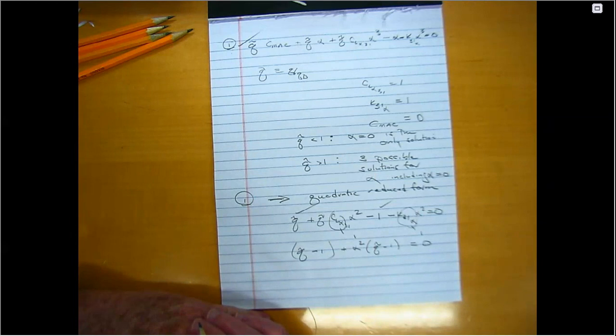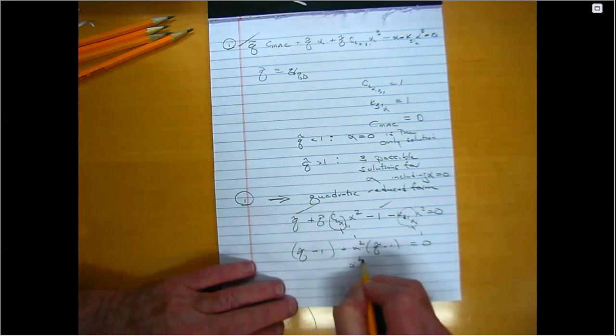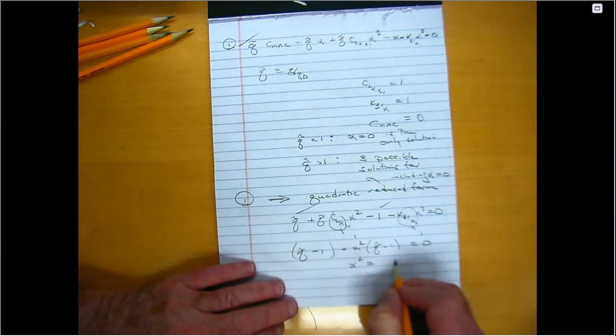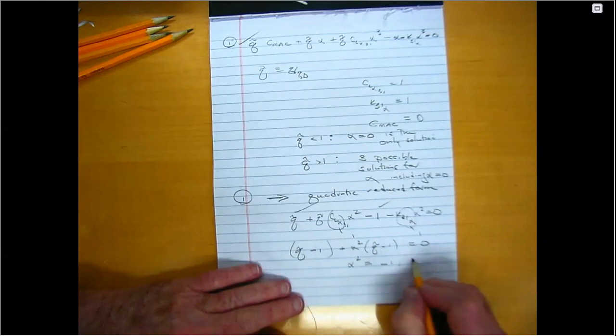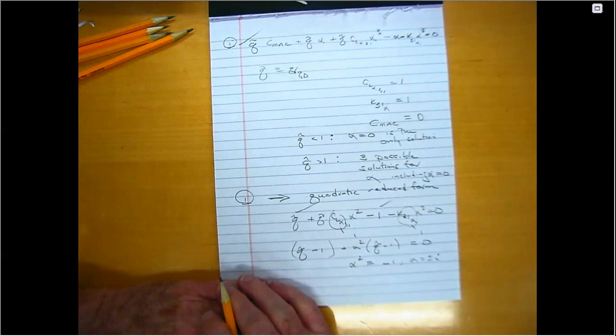So alpha squared is minus 1, it looks like, right? And alpha, therefore, is plus or minus i. Is that what you got? Yeah, plus minus i. Okay, well, I think you're right. I didn't realize that was such a special thing, but it is. So what does that mean physically?